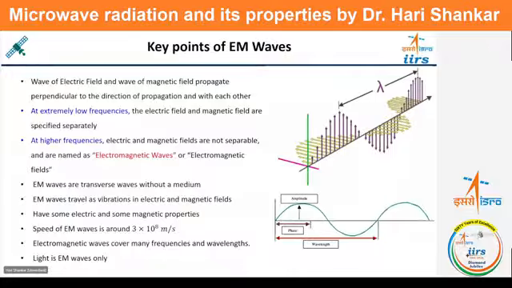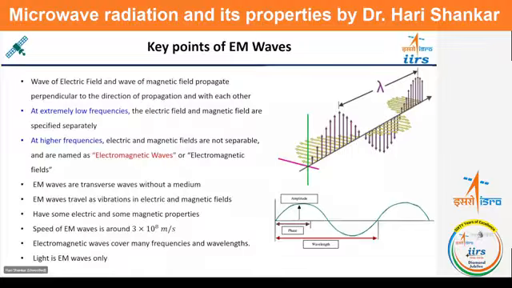The inverse of the wavelength is called the frequency. The frequency definition is how many cycles it is completing in 1 second. Suppose 100 cycles it is completing, so the frequency is 100 hertz. If 1000 are there, then 1000 hertz.